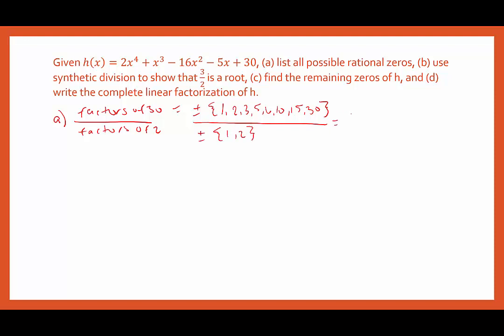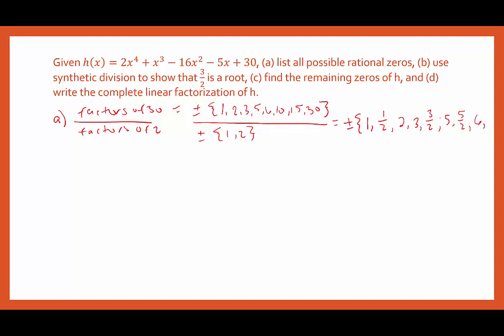So when we look at this list, that would be 1 divided by 1. Oops, wait, I forgot my plus or minus. Don't want to forget the plus or minus. That's kind of important. That would be plus or minus 1. Then we could do 1 over 2. Then 2 over 1. 2 over 2 we don't include because that's a GCF other than 1. 3 over 1. 3 over 2. 5 over 1. 5 over 2.